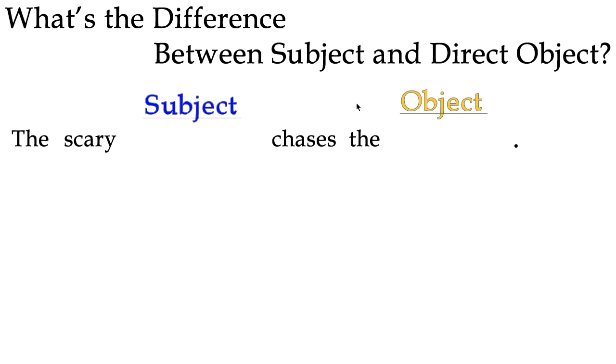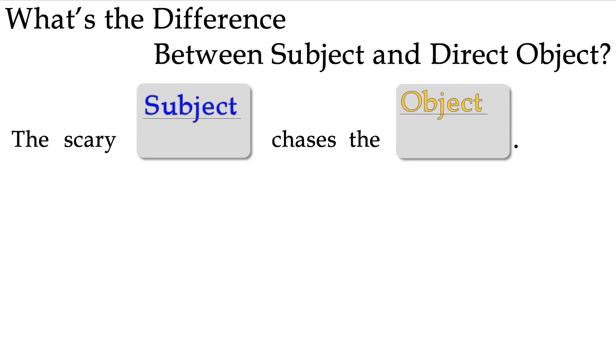Now in a sentence, the role that a noun has really determines what it's going to do and how it's going to function. So here we have the scary something chases the something else. Now if we fill in these two areas, we'll not only have a sentence that makes sense, but you'll see that we can make different sentences that have different sense just by switching around the role of the nouns in the sentence. So let's plug in our first example to see how this works.